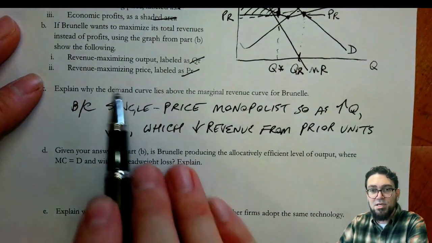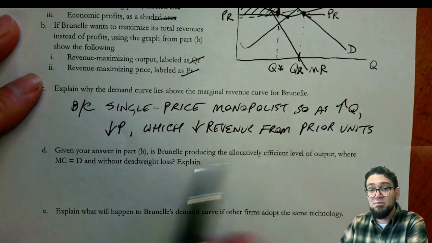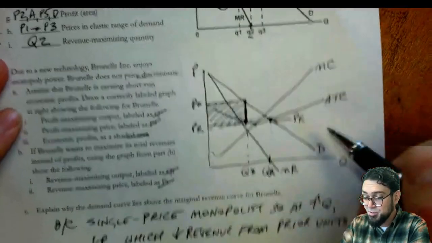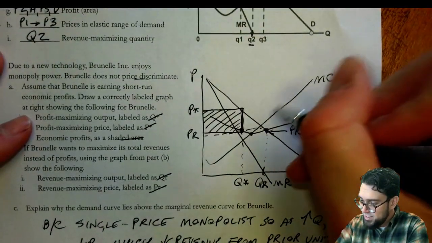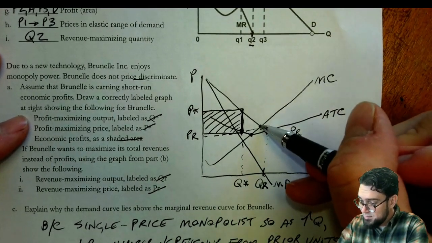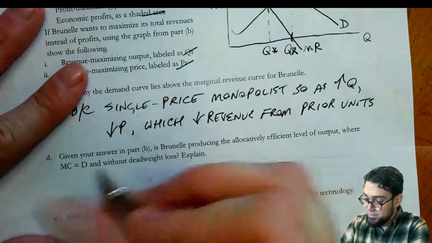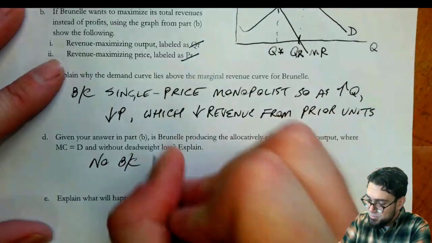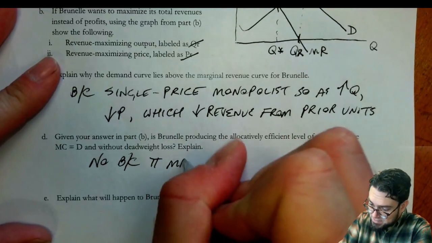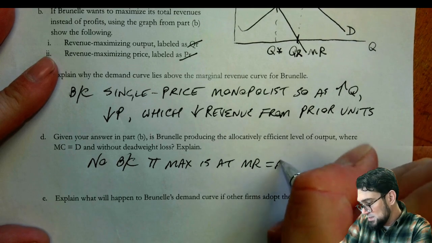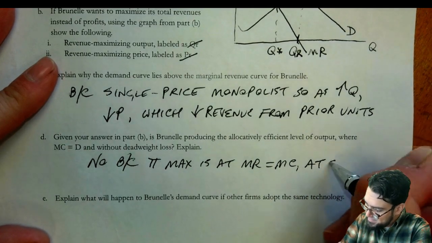Given your answer in part B, are they experiencing the allocative efficient level of output where marginal cost equals demand and without deadweight loss? Based on how I've drawn this picture, absolutely not, right? Remember, allocative efficiency would be where marginal cost equals demand, and we are not producing there. And so we can say no, because, and we do need a reason why, profit max is at MR equals MC at a smaller quantity.